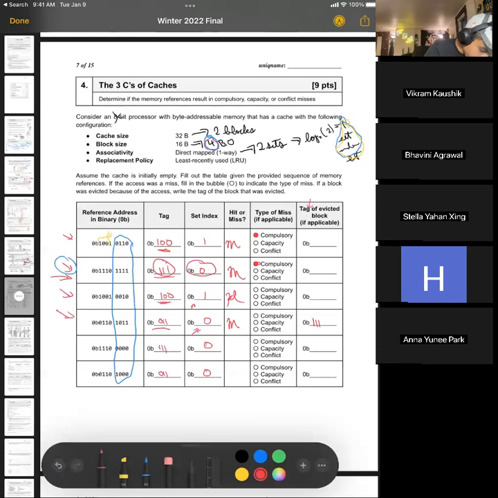So what type of miss is this? Well, again, we've never seen this address before, and so it's going to be compulsory. We've never seen this combination of tag and set index bits.